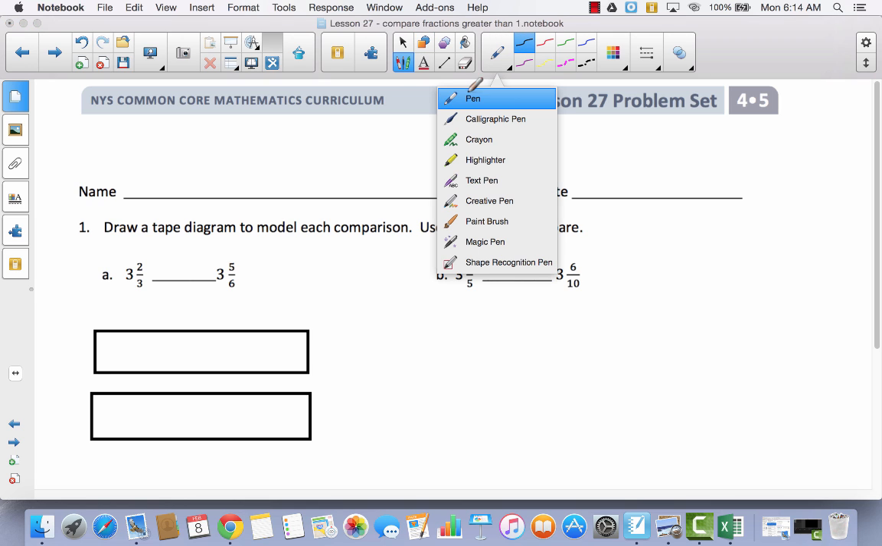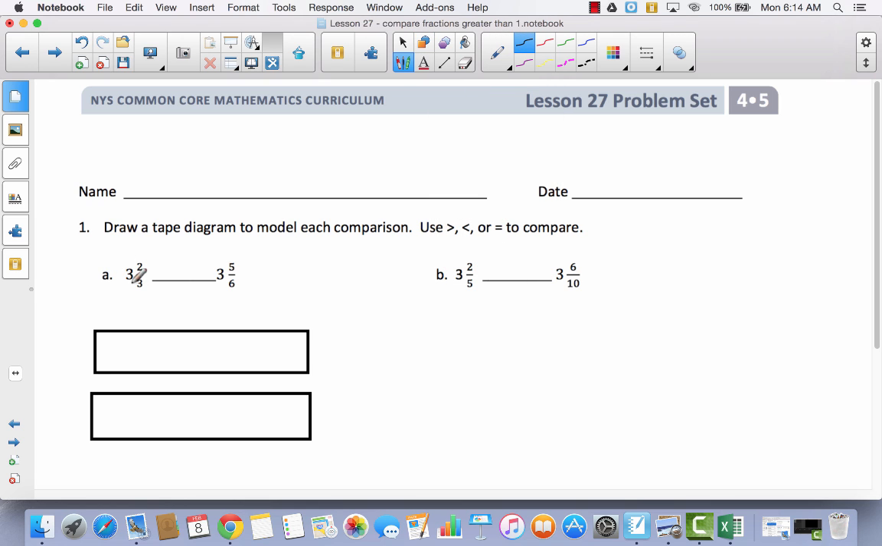All right, so now we're going to start with 2/3. So I'm going to divide this into thirds. And then this one's going to be sixes. So I'm going to divide this one into thirds, and then I'm going to divide it in half. So that's going to make sixes. All right, now I'm going to go back and I'm going to shade. So I've got 2 out of 3, and I've got 5 out of 6.